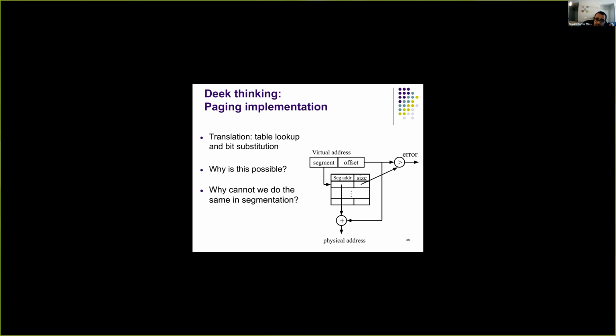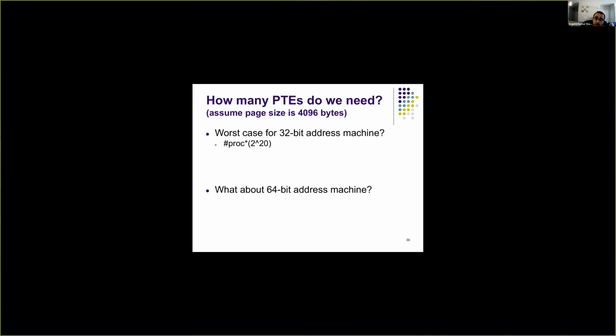And this is possible because all pages are of the same size. And as I mentioned, this cannot be done in segmentation because segments could be of different sizes. So using pages actually reduces the complexity of memory translation. However, we pay a price in a different aspect. Basically, now we need to store page table entries.